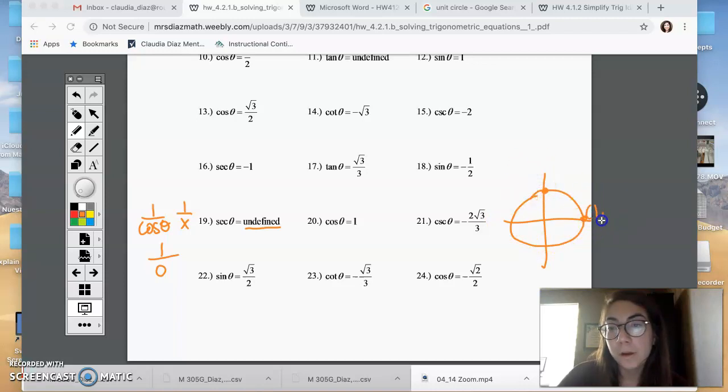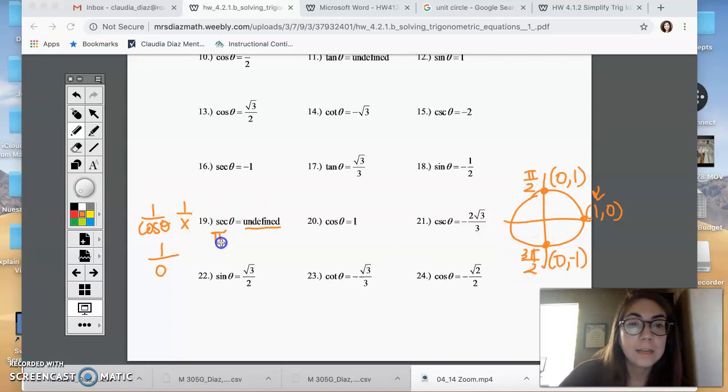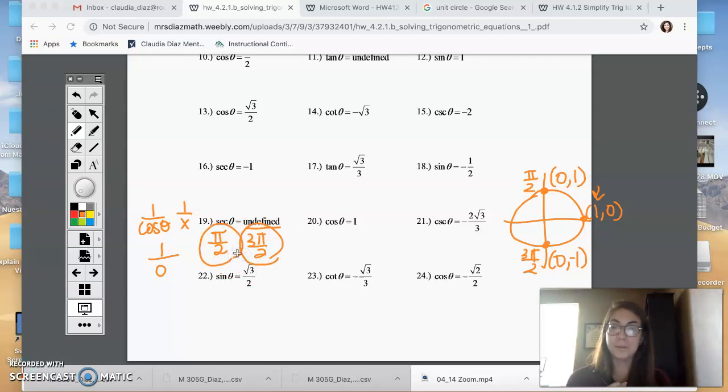So on the unit circle, cosine, this coordinate here is 1 comma 0, so that's not our x coordinate of 0. But this coordinate is 0 comma 1, and this one is 0 comma negative 1. So this is where our cosine is 0, and that's at pi over 2 and 3 pi over 2. So all the answers here, we're looking at pi over 2 and 3 pi over 2. Those are our two answers.